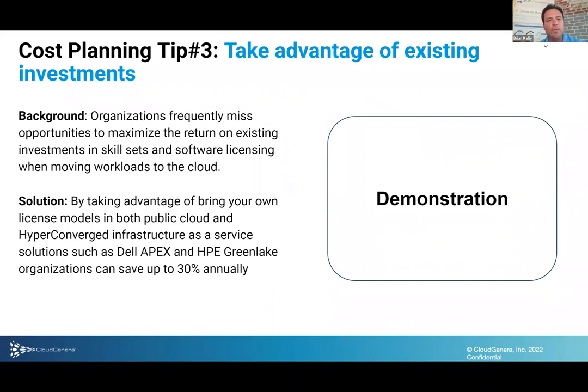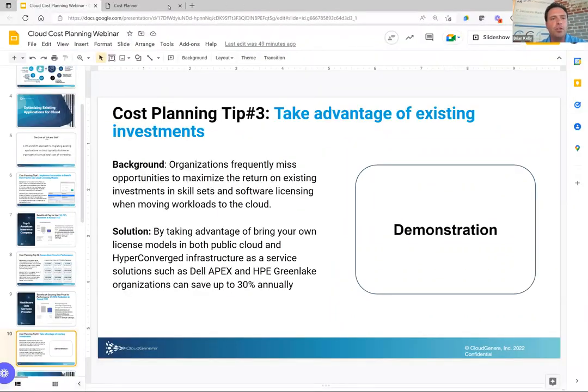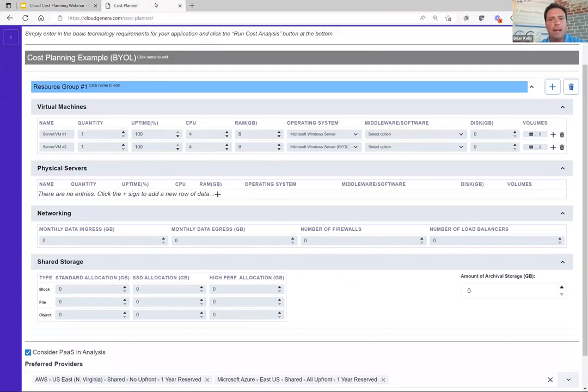In this example, we're actually taking a look at a live demonstration of CloudGenera's cost planning capability. This is a new product for CloudGenera that practitioners can use to enable better FinOps cost planning inside their organization. This interface allows you to specify virtual machines, physical servers, networking, different types, sizes, and performance of storage. And then also allows you to provide comparisons across different providers.